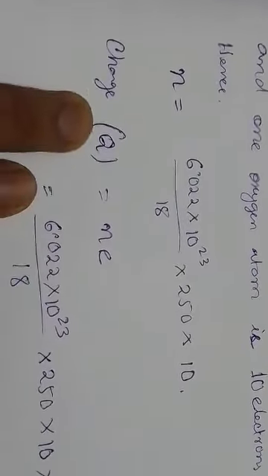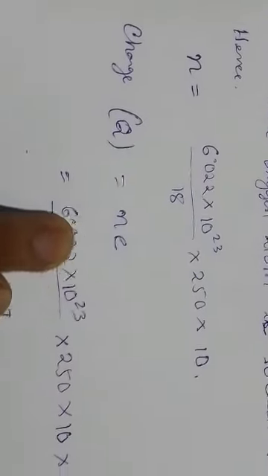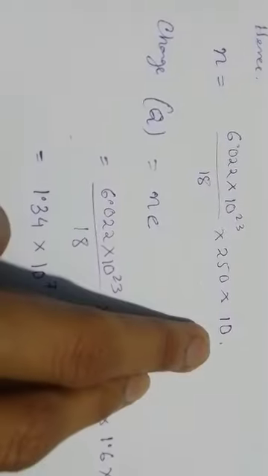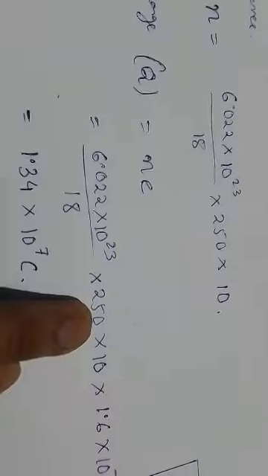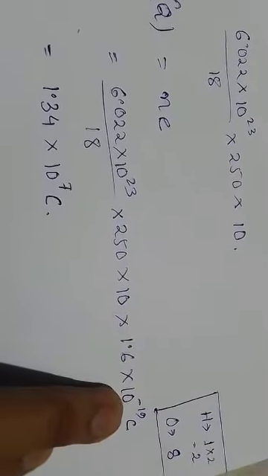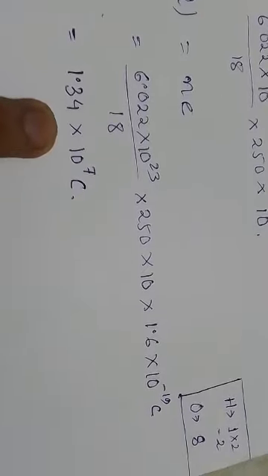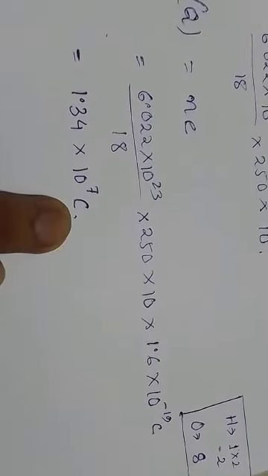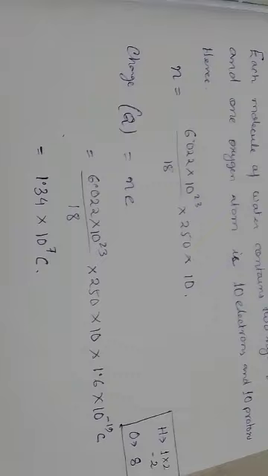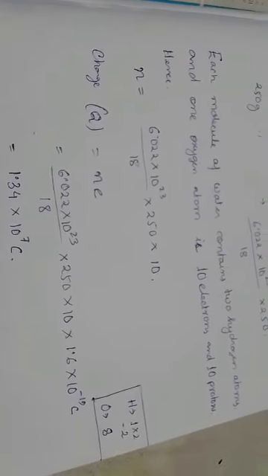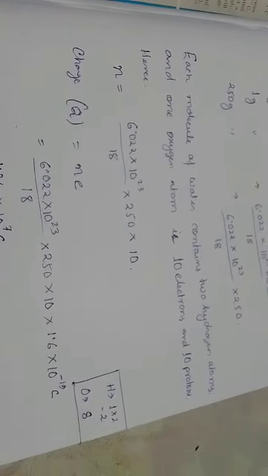Now we know charge Q is equal to N into E. So N we have already calculated. E is the basic elementary charge, that is 1.6 into 10 to the power minus 19 coulomb. So multiplying all this we will get this value, 1.34 into 10 to the power 7 coulomb. So you can check out this answer.